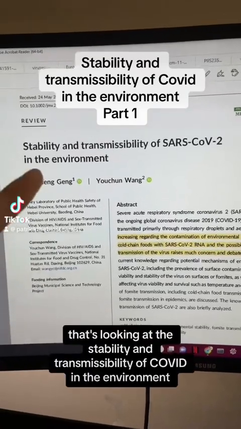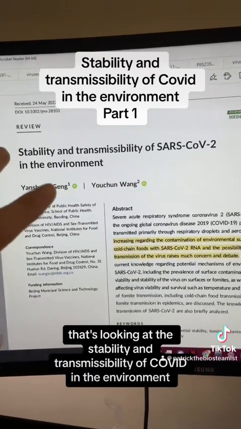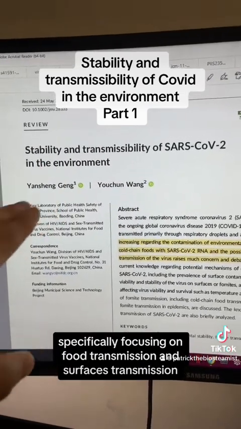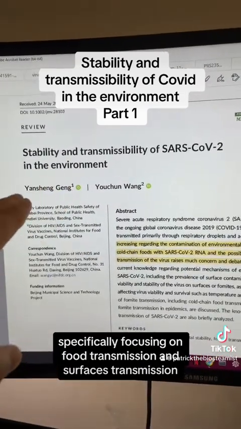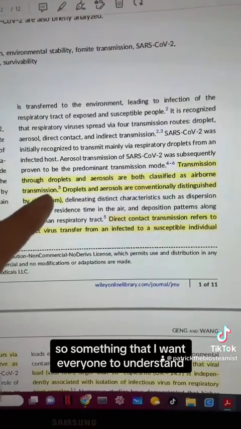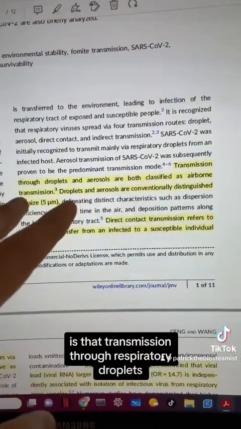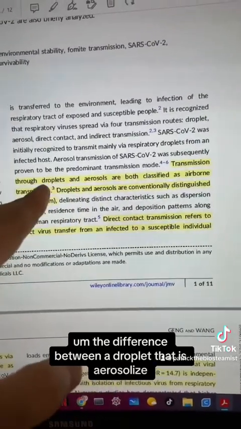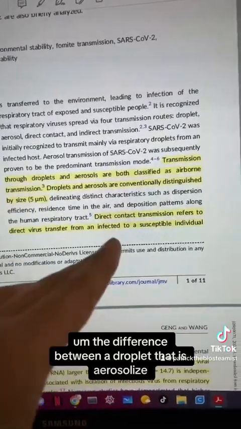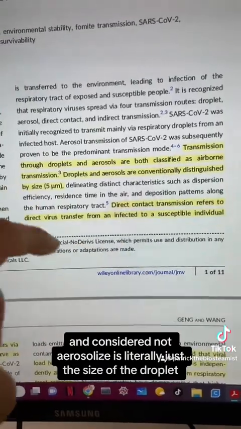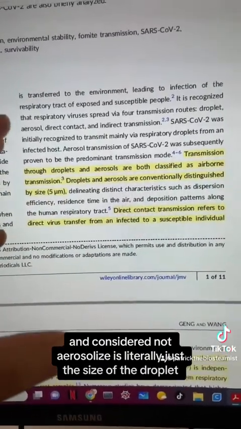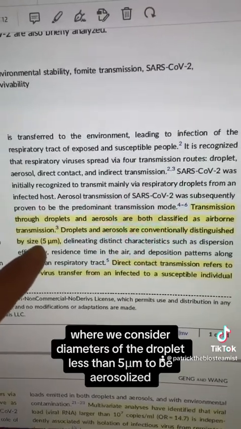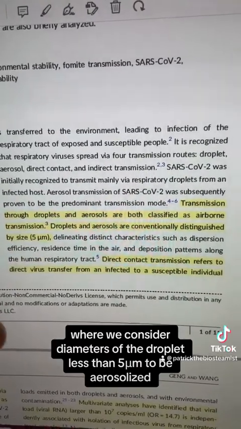This is another paper that's looking at the stability and transmissibility of COVID in the environment, specifically focusing on food transmission and surface transmission. Something that I want everyone to understand is that for transmission through respiratory droplets, the difference between a droplet that is aerosolized and one considered not aerosolized is literally just the size of the droplet, where we consider diameters of less than 5 micrometers to be aerosolized.